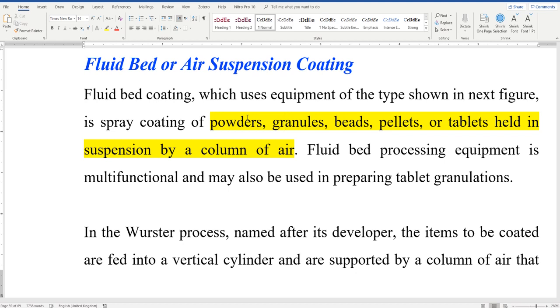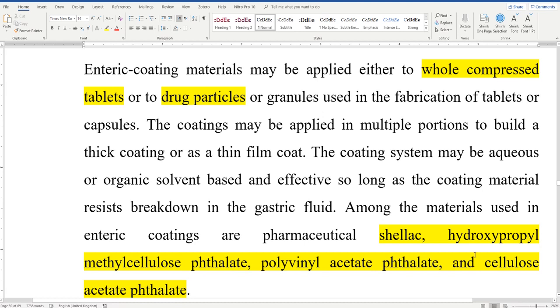Okay, I forgot to tell you about something. You remember when we talked about sugar coating? You remember the process of waterproofing or sealing coat. Now what did we apply? We applied shellac, okay, or an enteric polymer, which is the same situation as what we are talking about here. So can we say that sugar coating is enteric coating as well? No, we cannot say that.